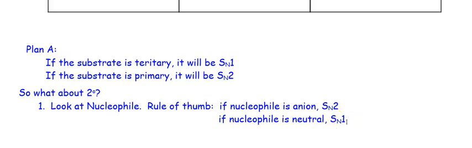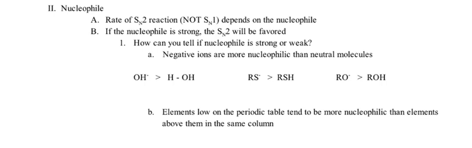So again, plan A, look at your substrate. Primary, tertiary, it'll always be SN1 or SN2. If it's secondary, look at the nucleophile. If it's secondary and it's an anion, look at SN2. If it's secondary and neutral, go with SN1. Okay, so let's keep going. All right, so we've already said that the rate of SN2, not SN1, depends on the nucleophile, and it also depends on the substrate.